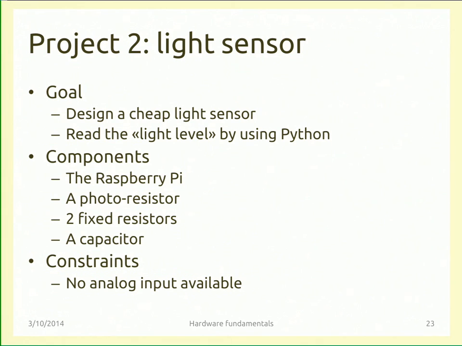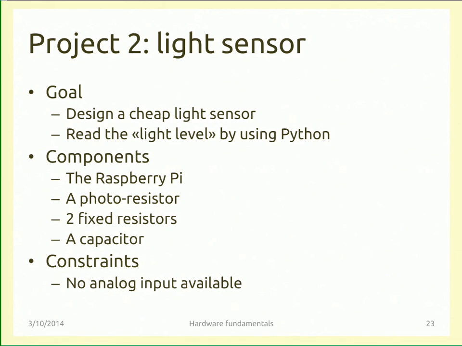What we need is basically to have some component which changes its behavior depending on the light. And the easiest and the simplest component to do that is a photoresistor. It's a resistor that changes its resistance value depending on the light. More light, less resistance. Okay? But we have a problem. Because the GPIO inputs of the Raspberry Pi are just digital inputs. We can just read logical 1 or logical 0.